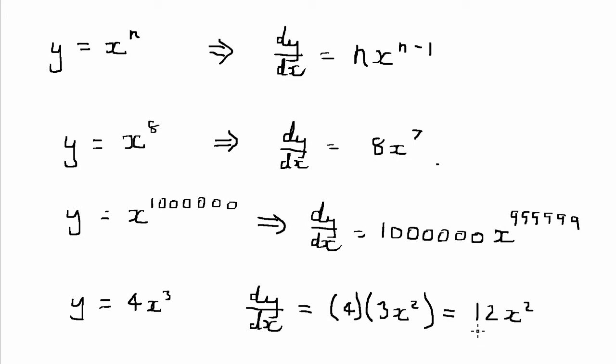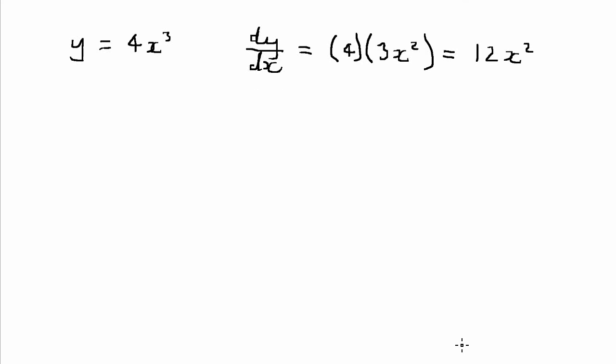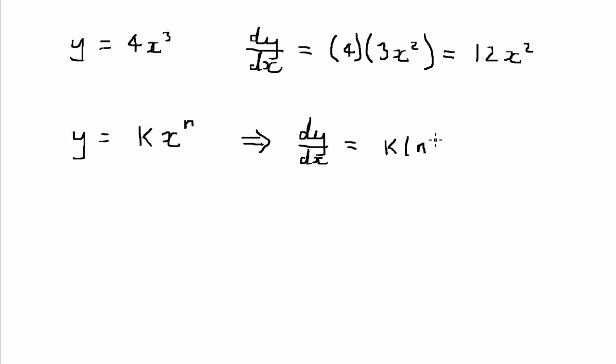So let's write that up as a general rule and do a couple more examples. What we have said there, therefore, is that if you have got a y which is a certain constant k times x to the power of n, then it follows that the differentiated version of that function, the gradient function dy dx, is k multiplied by n multiplied by x to the n minus 1.